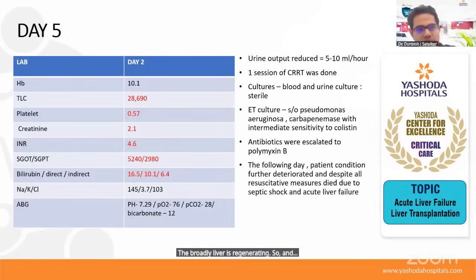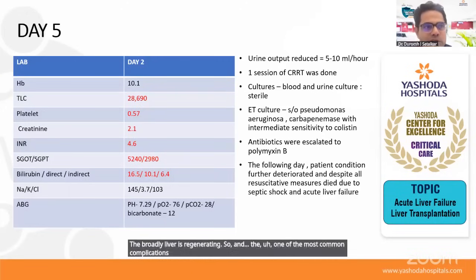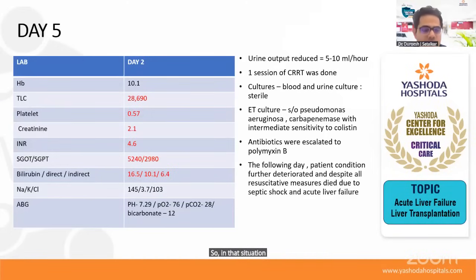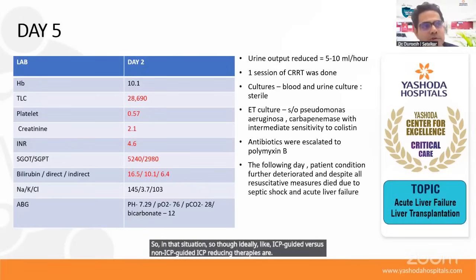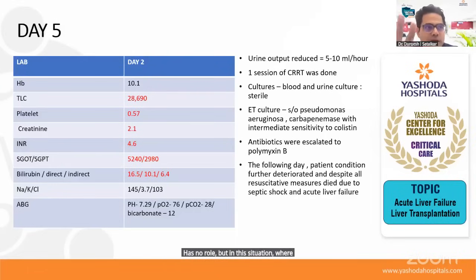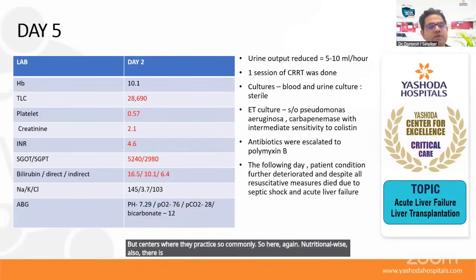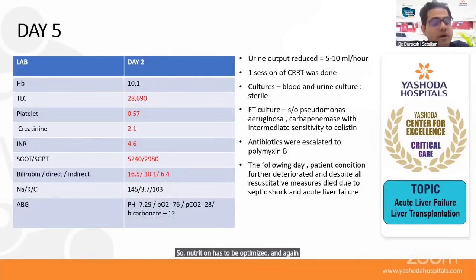One of the most common complications we encounter is in grade 3, grade 4 hepatic encephalopathy, where there is raised ICP and cerebral edema. Ideally, ICP-reducing therapies have no role, but where there is cerebral edema we can consider EVD placement or ICP-guided measures. That again is a gray zone, but some centers practice it commonly. Nutrition should not be restricted; it should be optimized. There is no role for branched-chain amino acids.